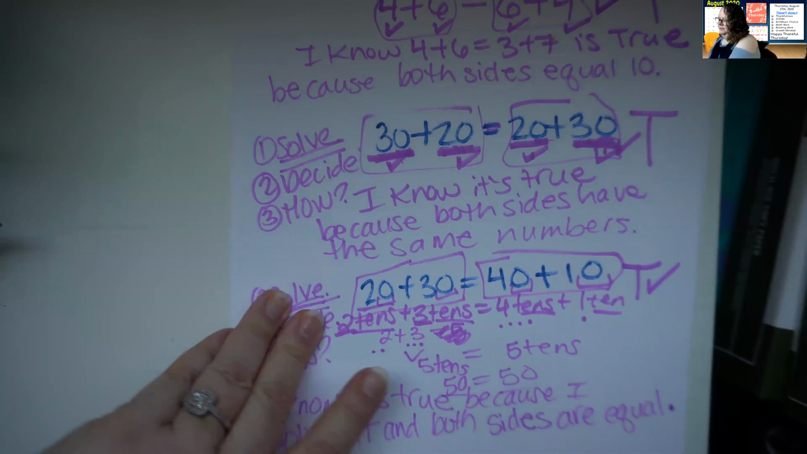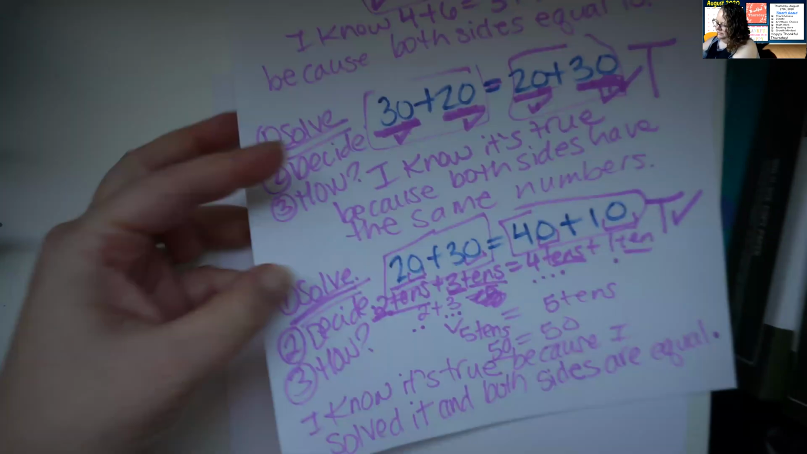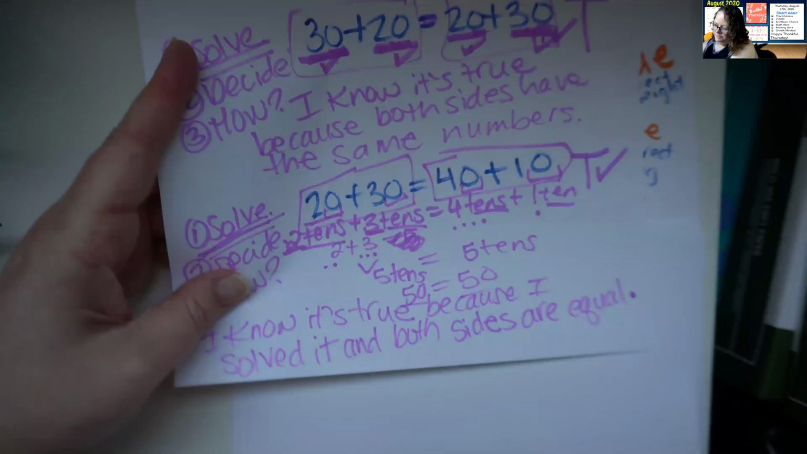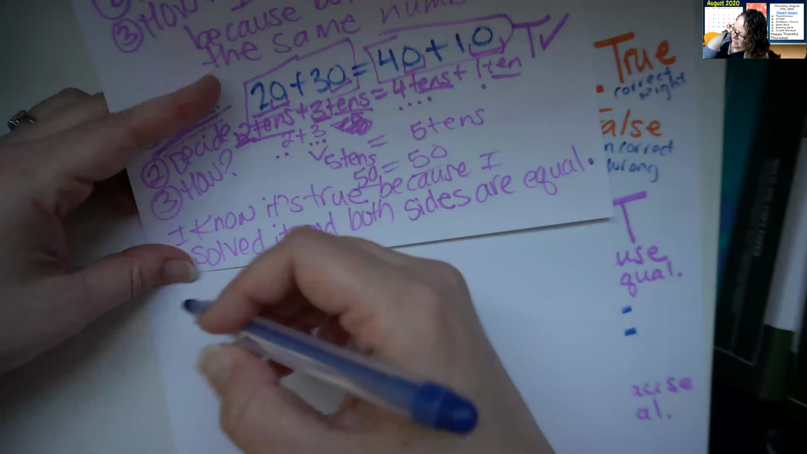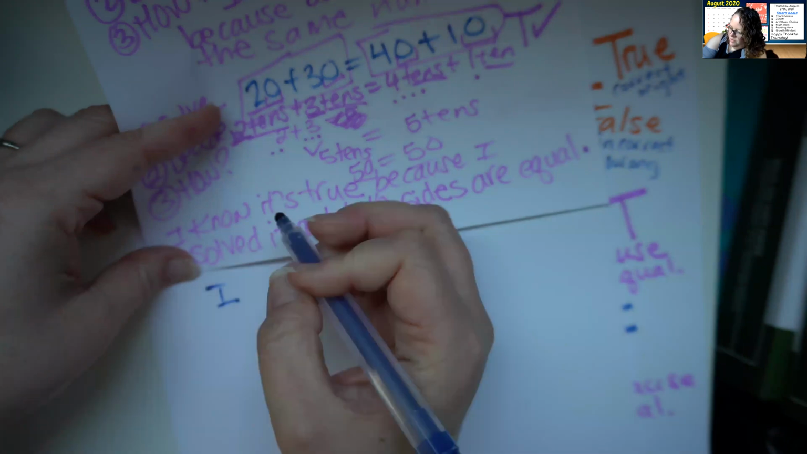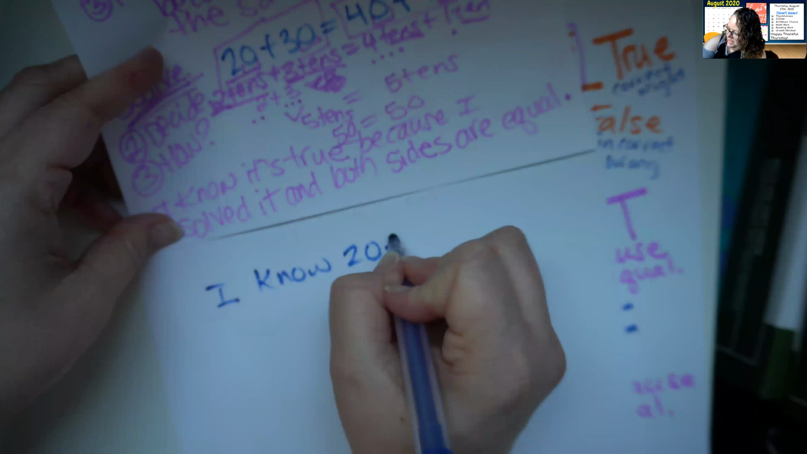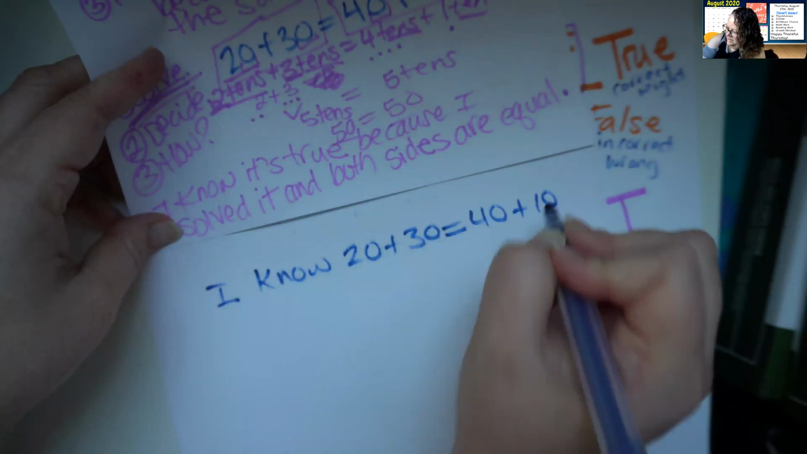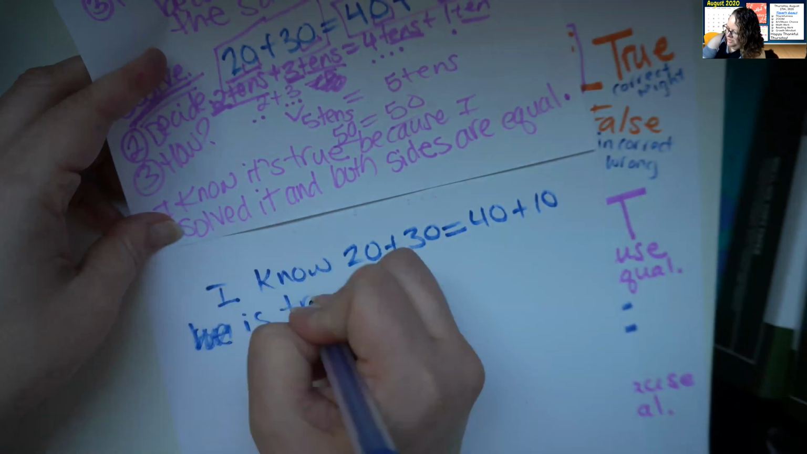Here we go. Here's an even better sentence. I can make this so you can see it. Here's a more complete sentence. I know, ready? 20 plus 30 equals 40 plus 10. Oops. Is true. That's an important thing to put, right?